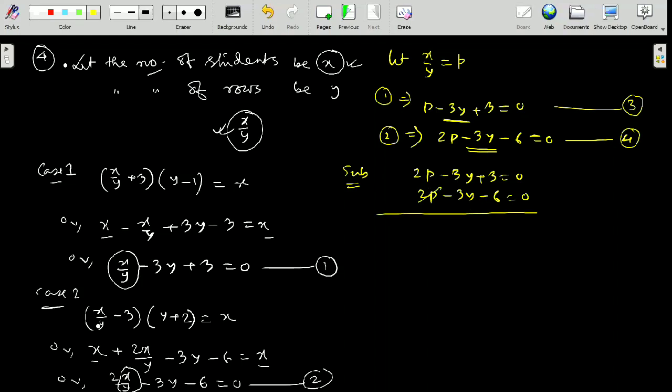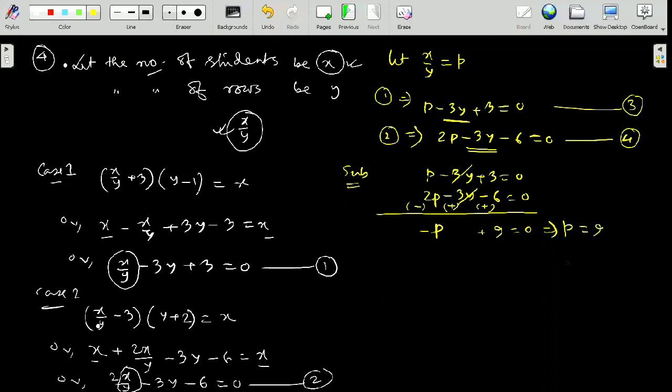After subtraction, the p and twice p will not be cancelled. 3y is cancelled because the signs are changed now. So p minus 2p is equal to minus p, and 3 plus 6 is equal to plus 9, is equal to 0. So you are getting here p is equal to 9.